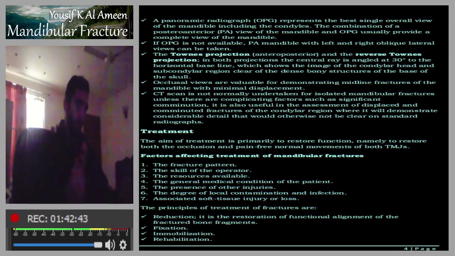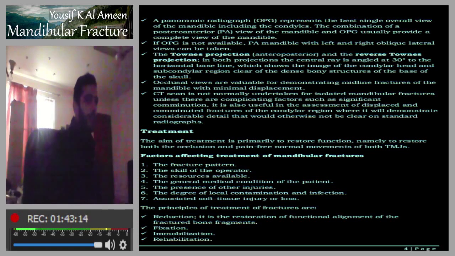Now we have said many things about the skill of the operator, the fracture pattern, the degree of, as we can see here, I am pointing here. The fracture pattern, the skill of the operator, and many things that are to be considered. The prediction here.